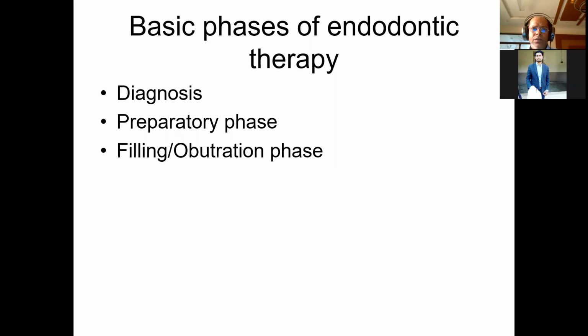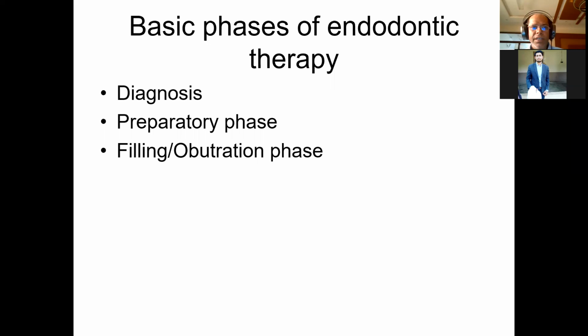So there could be a pain. The reason could be non-endodontic, as you know, the facial pain and all these things. There are so many different reasons for pain. So you have to do a proper diagnosis before doing the treatment. Whether it is an endodontic problem or a non-endodontic problem, it could be a periodontal problem, could be another problem. So diagnosis is the main thing.